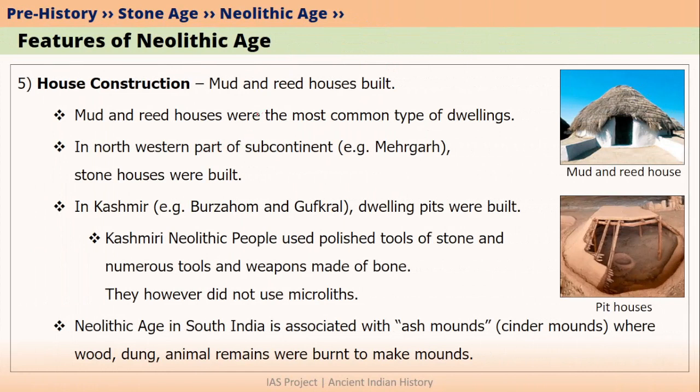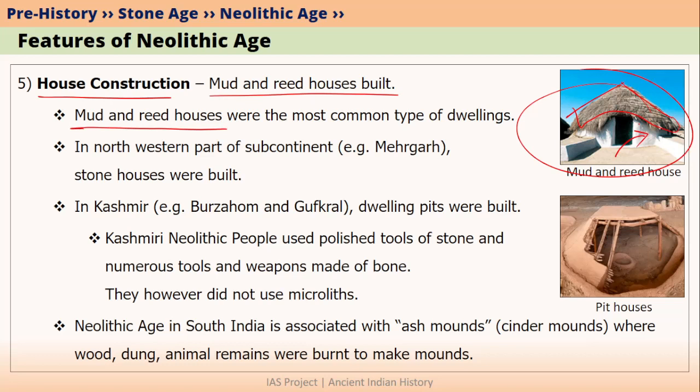The next feature of the Neolithic age was house construction. Previously, in the Mesolithic and Paleolithic ages, houses were not built. People were living in caves and rock shelters. However, in the Neolithic age, for the first time, mud and reed houses were built. This is a mud and reed house. If you look here, the walls of the house are made with mud and the roof is made with reed or some other plant-based material. So in the Neolithic age, the most common type of houses were mud and reed houses.